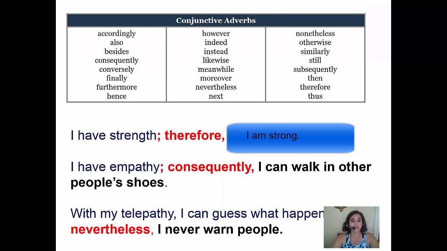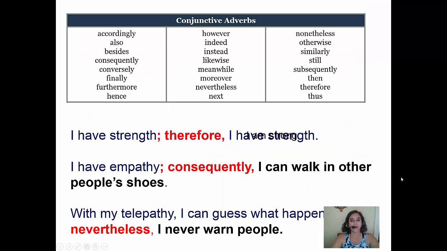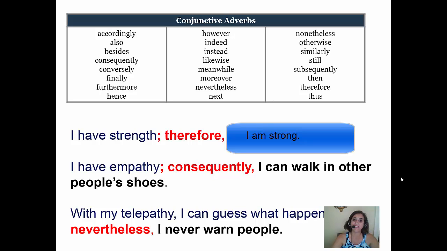And here's some examples. I have strength; therefore, I am strong. I have empathy; consequently, I can walk in other people's shoes. With my telepathy, I can guess what happens next; nevertheless, I never warn people. In all these structures, there's a semicolon, conjunctive adverb, and a comma.